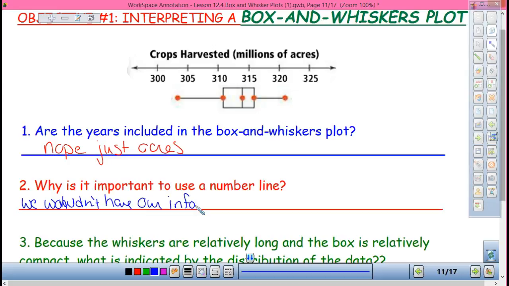But would your scale be correct if you didn't have a number line? No, because your box could be anywhere. You wouldn't necessarily know where to plot your lines. You could just arbitrarily draw some lines in a box of whisker plots. Okay? We need the correct size of our box.